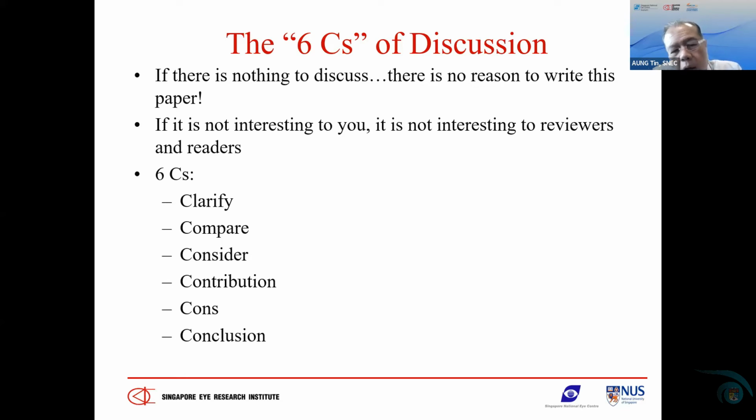Paragraph 4 is contribution. What is new about your findings and how does it contribute to the literature? And then finally, paragraph 5 is the cons. That means the limitation of your study. And finally, paragraph 6 is conclusion, your main take-home message.